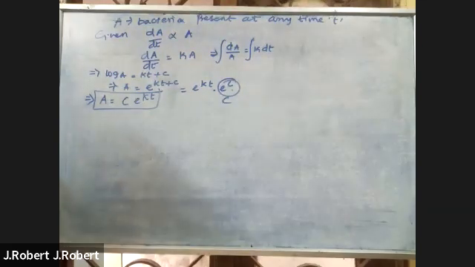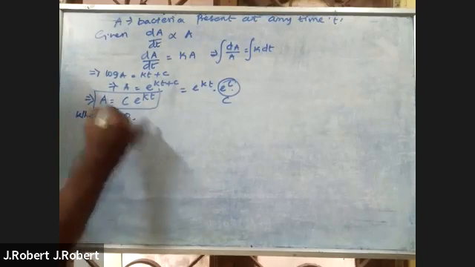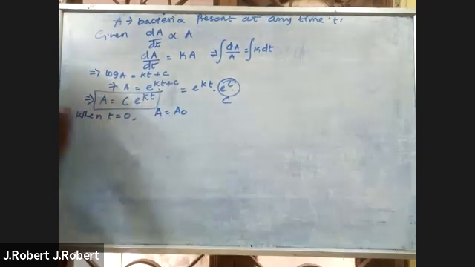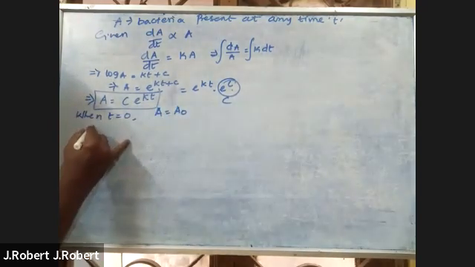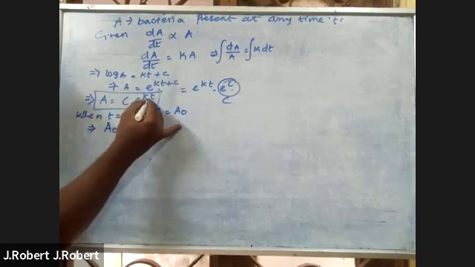Listen carefully. First, given that the number triples in 5 hours. Before that, what will the initial time be? It will be 0. Always remember, initially when t equals 0, that is called the initial period. I am taking A as A0. So when I put A is equal to A0, t is equal to 0. Anything to the power 0 is 1.